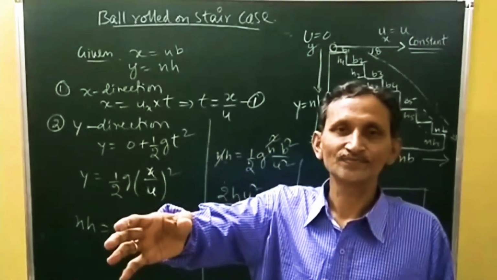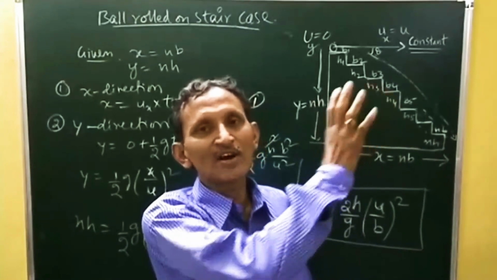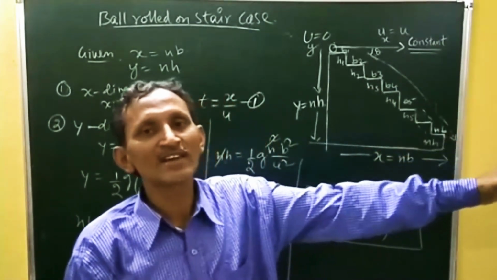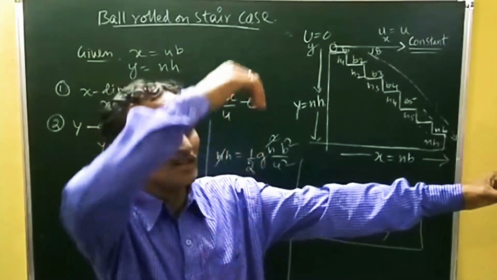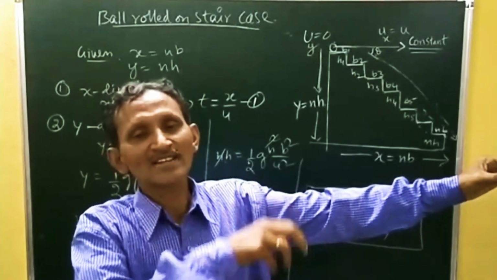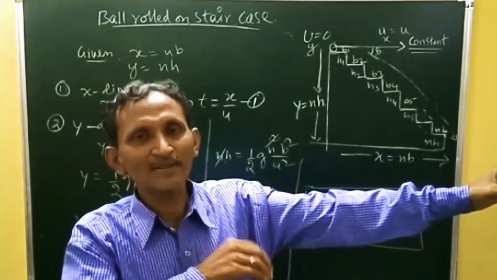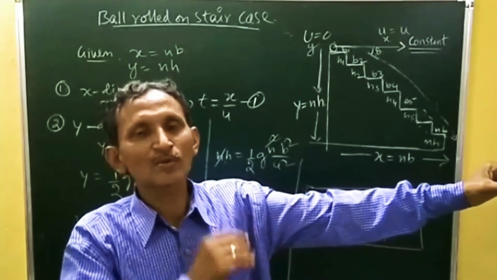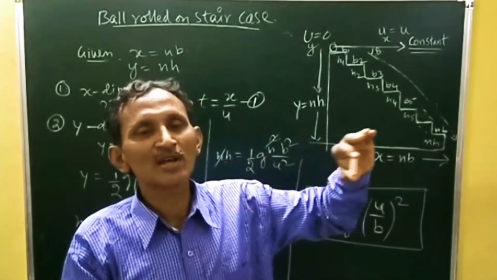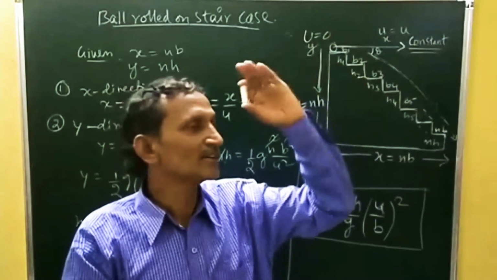Horizontal projection. A body is projected horizontally with an angle theta with the horizontal. The horizontal velocity remains constant throughout its journey, but the vertical velocity keeps changing because of the acceleration due to gravity acting on the body. The vertical displacement keeps changing, but the horizontal component remains constant throughout its journey.